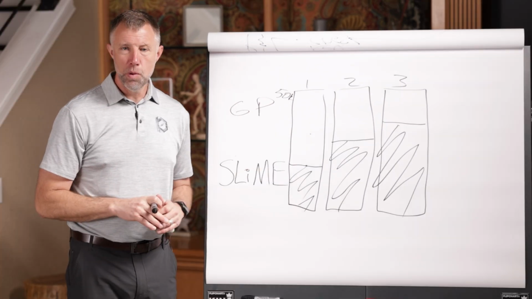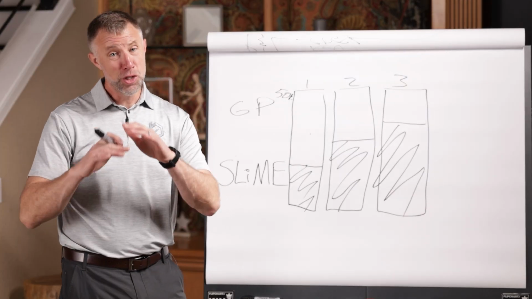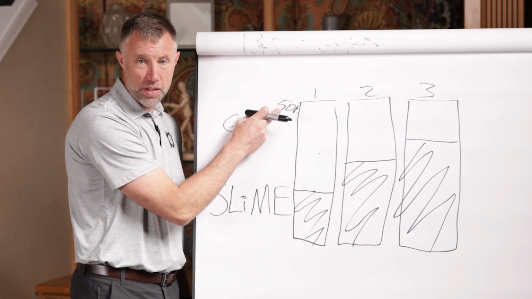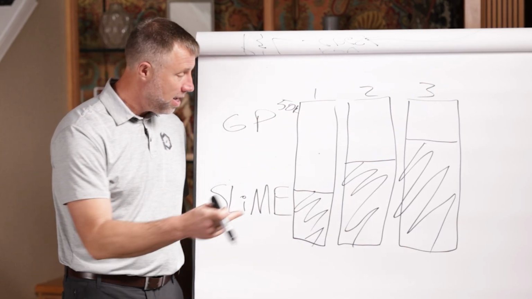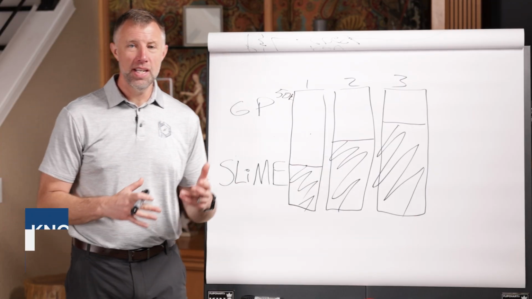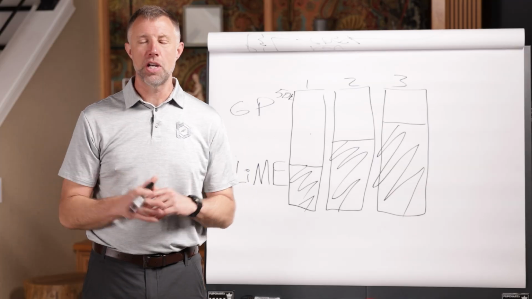And in that job, we want to take a couple of things into factors. Now, I'm just about to give you a crash course on job costing. Super simple, 3 elements. What's the total contract value, in this case, $50,000? What's your SLIME cost? And I'll give you an example of that in just a second. And then what's left over? That's job costing. Ultimately, job costing is knowing whether a job was profitable or not. That's the baseline of what job costing means.